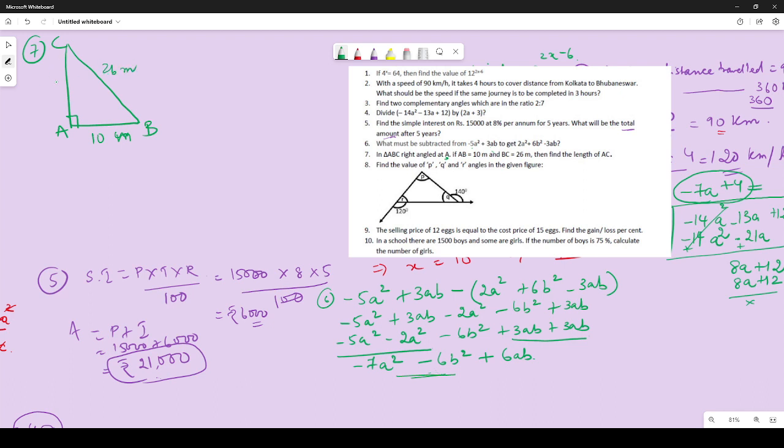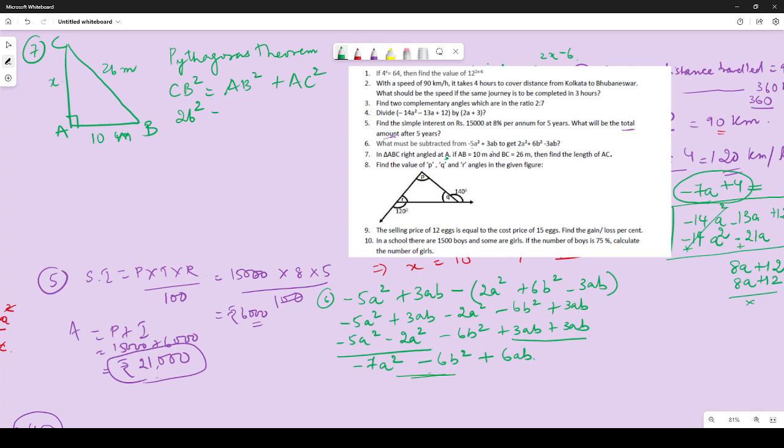Find the length of AC. We have to find this. Since this is a right angle triangle, the principle that we are going to apply is Pythagoras theorem. Pythagoras theorem says that CB square will be equal to AB square plus AC square. Here CB is the hypotenuse, so the hypotenuse square is equal to perpendicular square plus base square.